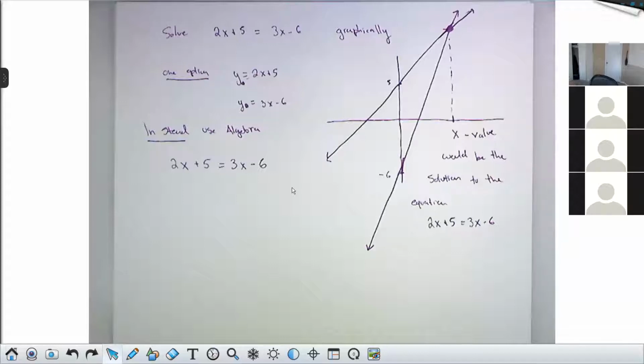Get all the x values on one side and then all the non-x values on the other side. Yeah, Logan's comment there that we should get all the x's on one side and all the things without x's on the other side. Perfect. I have a 2x over here and I have a 3x over here.